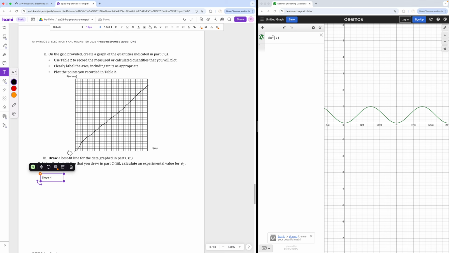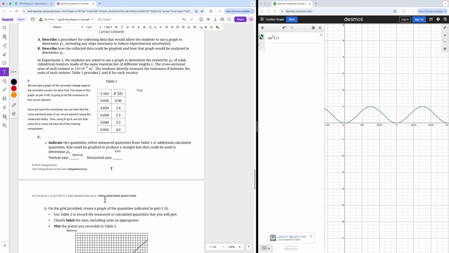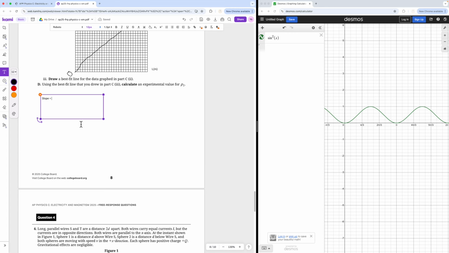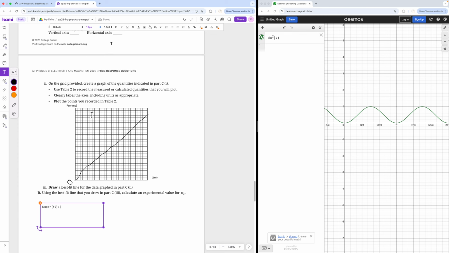So your slope is equal to, let's find the values. Remember, your ohms are on your y-axis. So 4 minus 0 because we're doing the origin, divided by 0.05 minus 0. And we can just use decimals here. 4 divided by 0.05 gives you 80. So your slope is equal to 80.